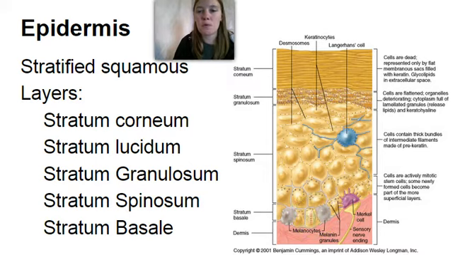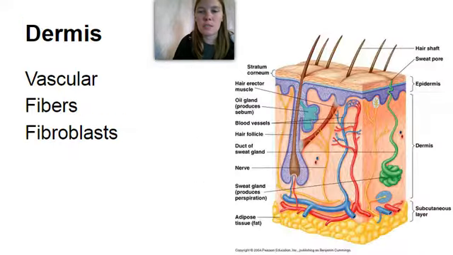Now, we're going to go through the dermis. Actually, before we get into the dermis, have you ever thought about why you get blisters? Blisters actually occur when there's a spot between the epidermis and dermis that separates, and then fluid is able to fill in that area to cause a blister.